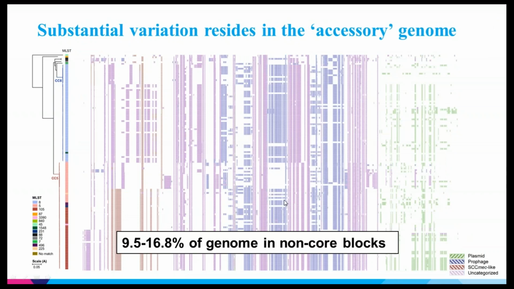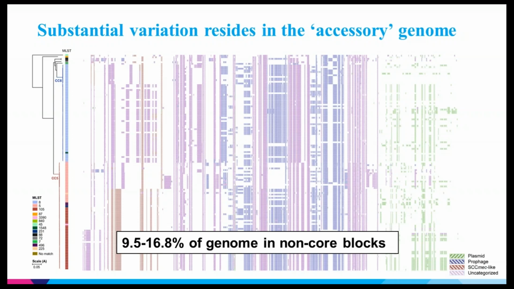So in the next slide, what I've essentially done is take all of these accessory genome blocks, the blocks that are present in only a subset of genomes, and aggregate them all together in one image. And you can see that although MRSA is highly clonal, which means that it basically spreads throughout the world, most MRSA isolates are to some degree clonally related to other MRSA isolates.